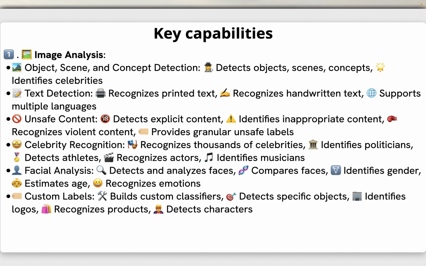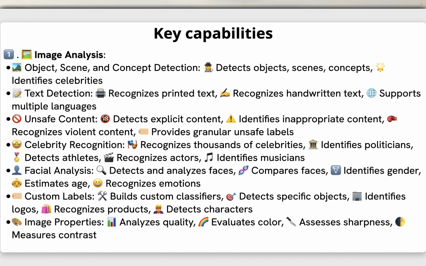Custom labels. So you can build custom classifiers to detect objects specific to your use case such as logos, your own products and characters. Image properties. You can analyze image properties like quality, color, sharpness and contrast.